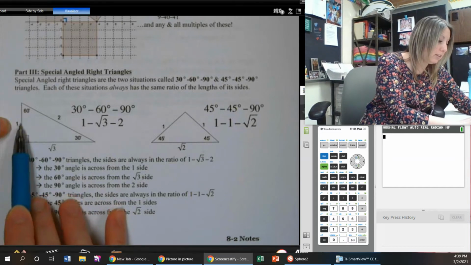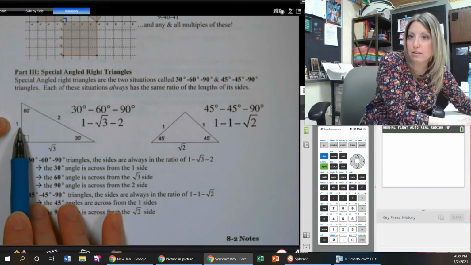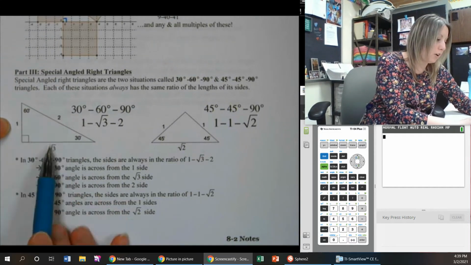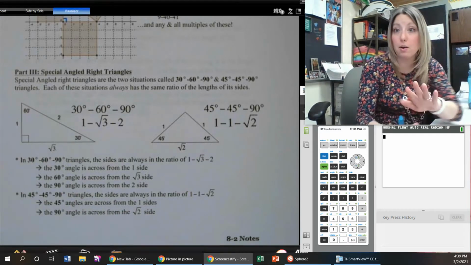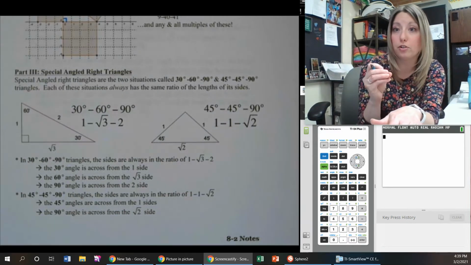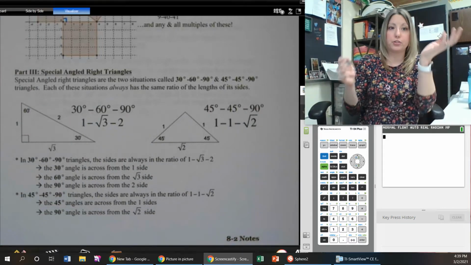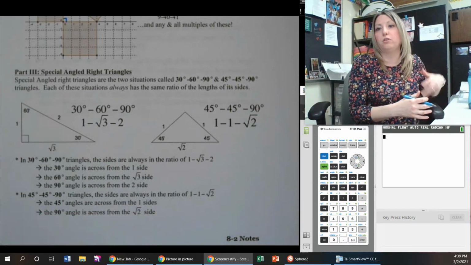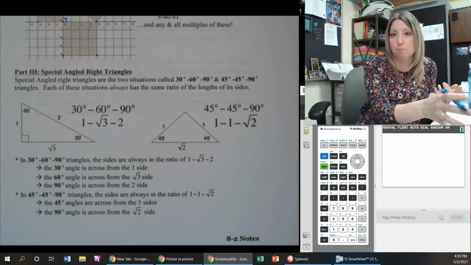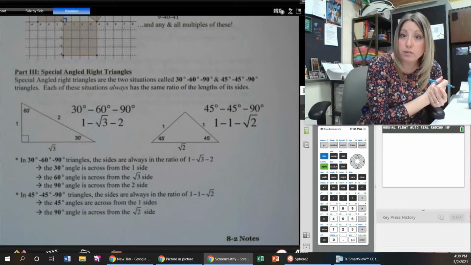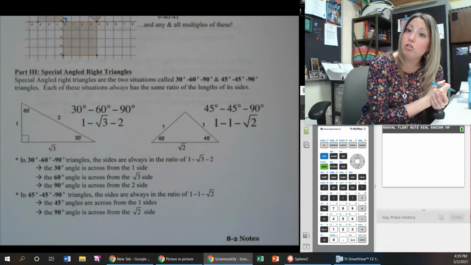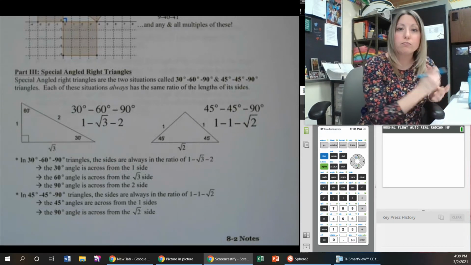So basically, you kind of need the small leg in this situation to figure out the other two. I will show you how if you're given the large leg, you can figure the other two. But you can always figure out the other sides if you know one and you know that you've got a 30, 60, 90. Much easier in 45, 45, 90 because the relationship is 1, 1, radical 2.